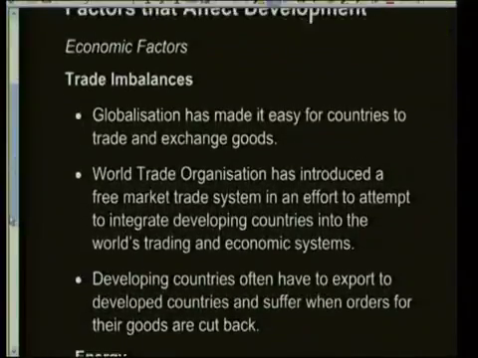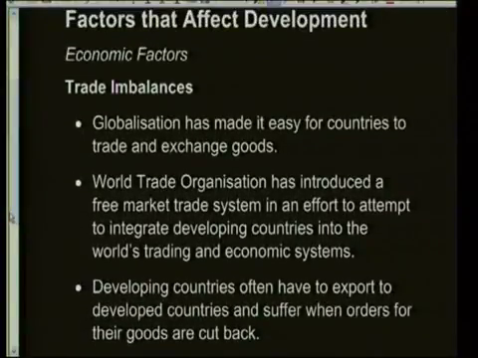Moving on, our economic factors affecting development. Trade imbalances, okay? Globalization has made it easy for trade and the exchange of goods. Like I mentioned before, in terms of globalization, our borders have disappeared. Most countries are able to trade with one another as long as no sanctions have been imposed. A sanction is where one country says, I will not trade with a particular country.